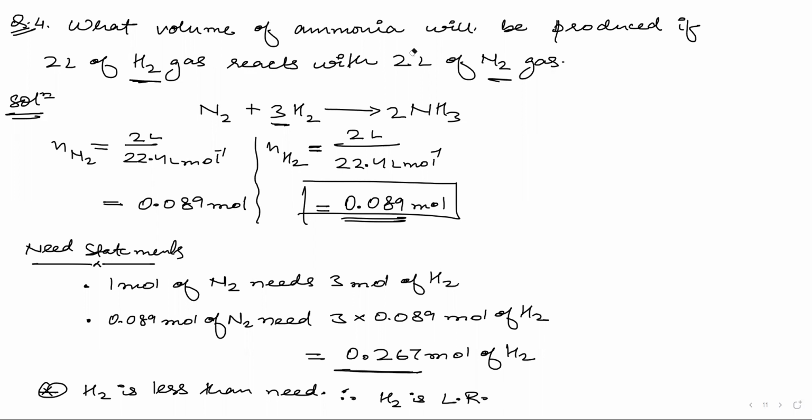H2 is the limiting reagent now. Okay, let me see how many. Here try to have the answer in liters. Okay, try to have the answer in liters. H2 is the limiting reagent, so we have NH3, so it's 0.089 into 2.3 is equal to, okay, this which is equal to 0.